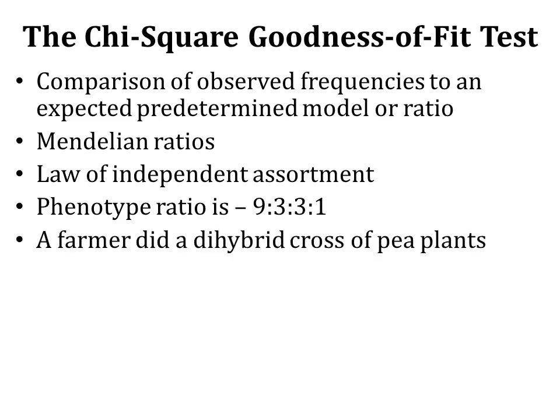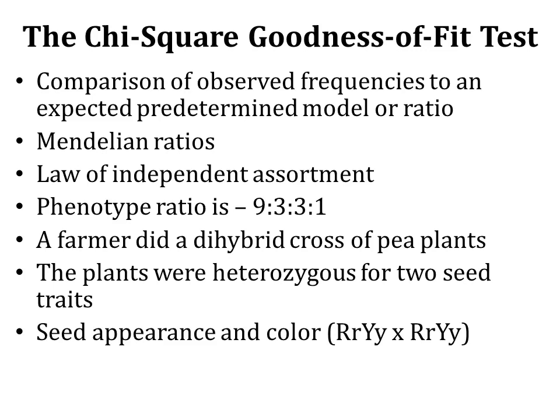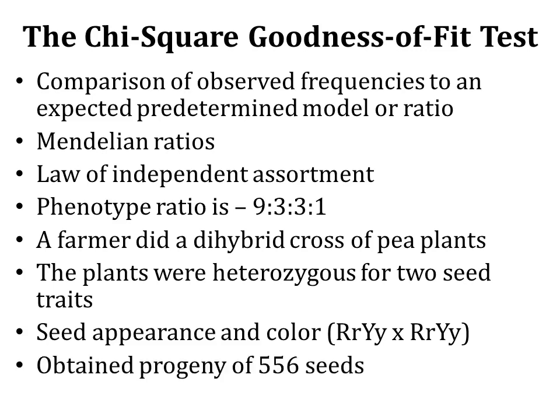So a farmer did a dihybrid cross of pea plants, and the plants were heterozygous for 2 traits. So these 2 plants were heterozygous for 2 traits, and he did the dihybrid cross of these pea plants. And these 2 traits were seed appearance and color. This is the very famous example that every biology student studies during their courses. It is a very basic example of genetics, and you all must be familiar with it, so that is why I have taken this example. This is the example of the law of independent assortment.